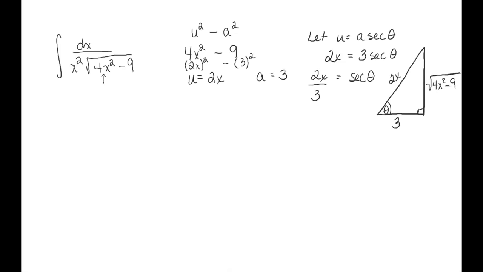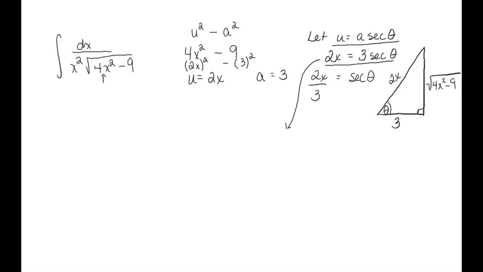And it should not be surprising to you that the expression you see on that missing side is the expression we were working with in the integral. It should be. So now let's see if we can get all of these little pieces put together. I've got u right there. 2x is 3 secant theta. So we know what 2x over 3 is equal to.